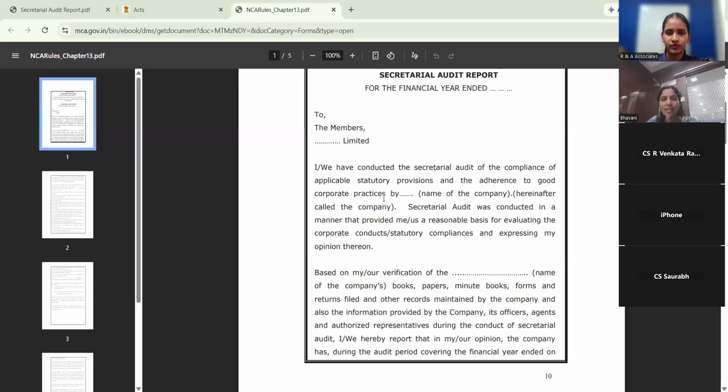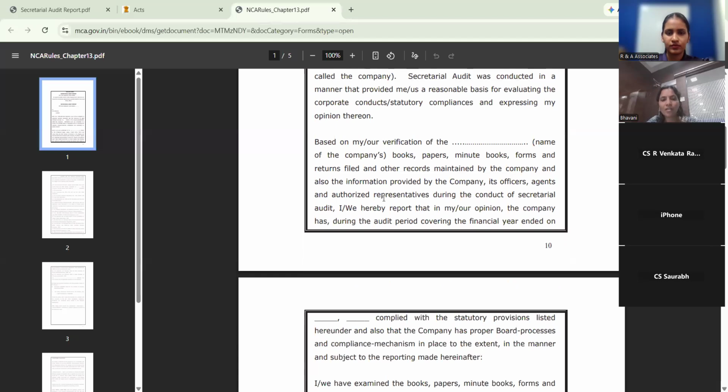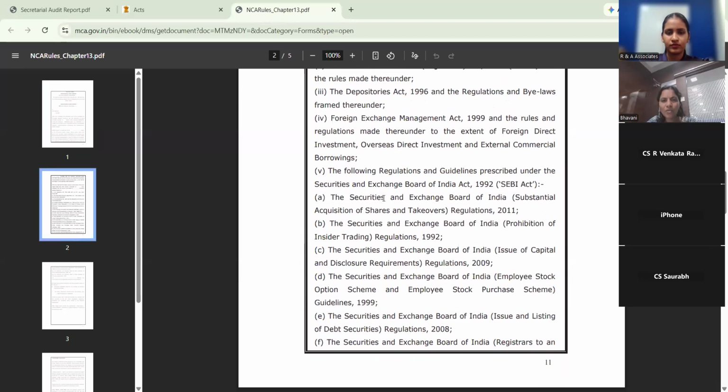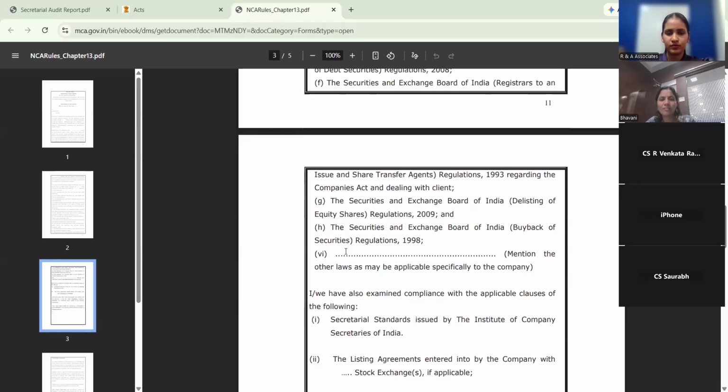And the third set of laws are general laws. Can you just scroll down? Just stop there. Other laws. This is the point which I'm talking about. Mention other laws as may be applicable specifically to the company. So this is what we call industry specific laws. Let's take a banking company. Banking laws will be industry specific laws for them. The Labor Act and all is not an industry specific law. For any industry it is common, but for this particular industry it is an industry specific clause.